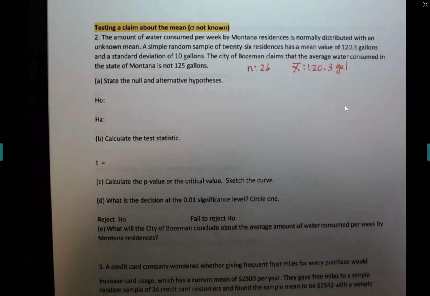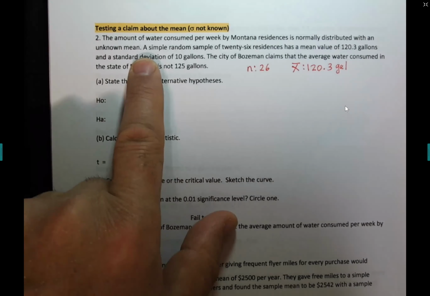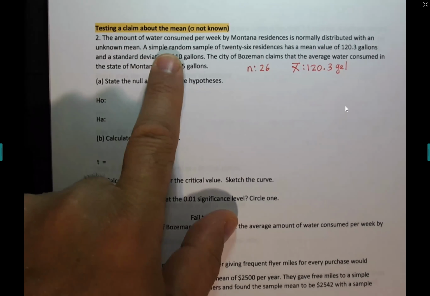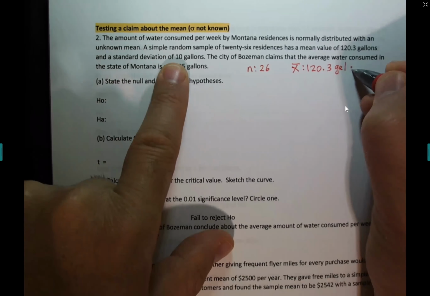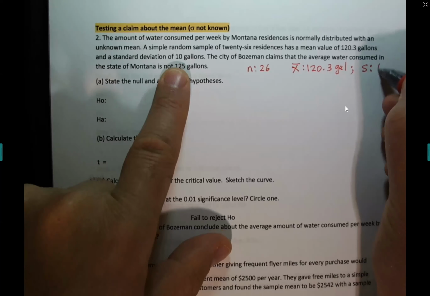And a standard deviation of 10 gallons. He didn't say it is a population standard deviation. He started his statement with a simple random sample has a mean and a standard deviation, so that must be S. That's a big difference between the two sections, guys. Now it is S, 10 gallons.